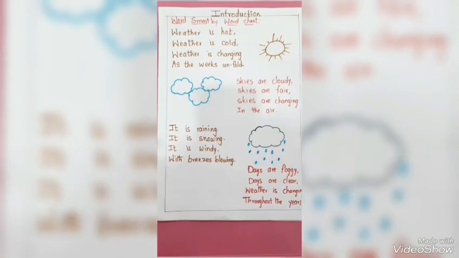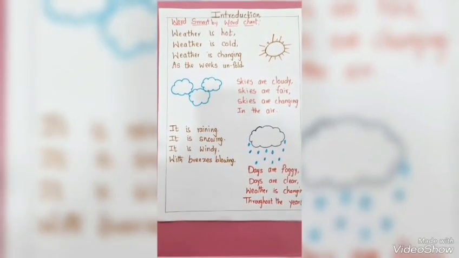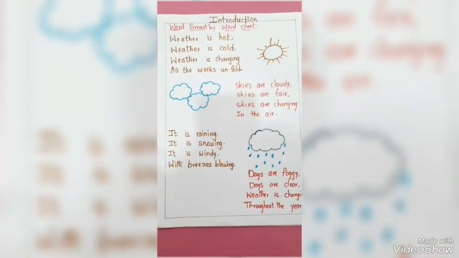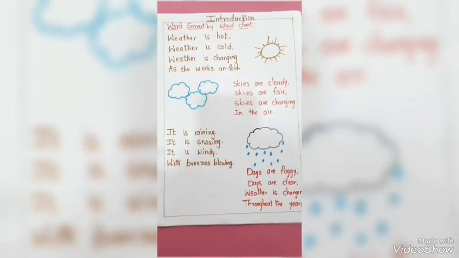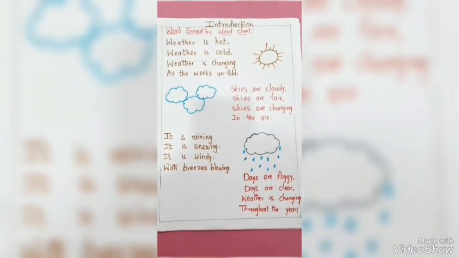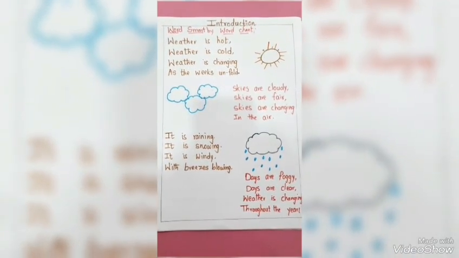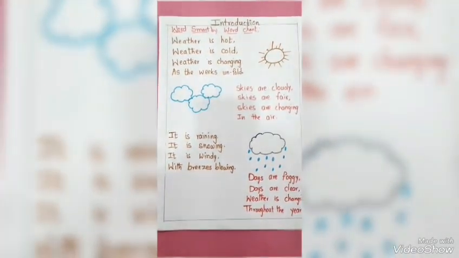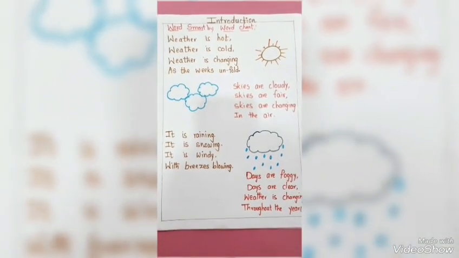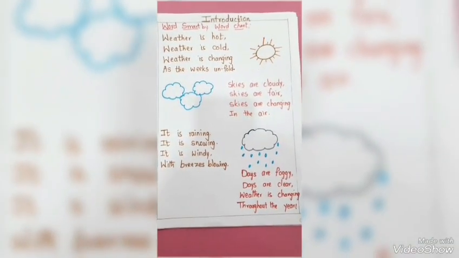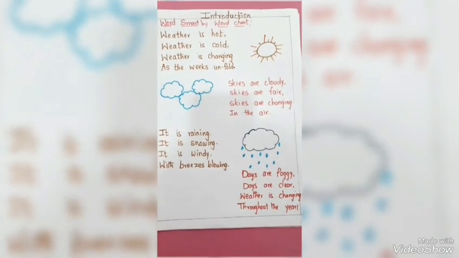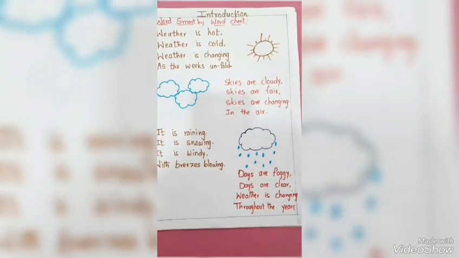Weather is hot, weather is cold, weather is changing as the weeks unfold. Skies are cloudy, skies are fair, skies are changing in the air. It is raining, it is snowing, it is windy with breezes blowing. Days are foggy, days are clear, weather is changing throughout the year.